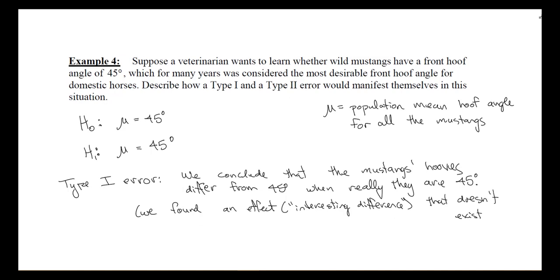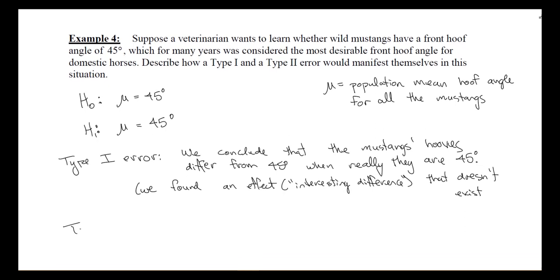Okay, so that would be our type 1 error. Okay, so our type 2 error, remember it's the second thing that happened in the wolf story. And so this is when there really is a wolf, but we don't think there is one. Okay, so what this means is that there really is an effect or an interesting difference, but we don't find it.